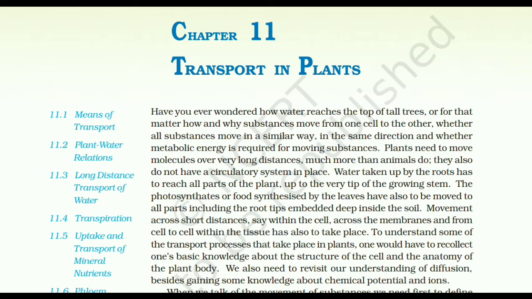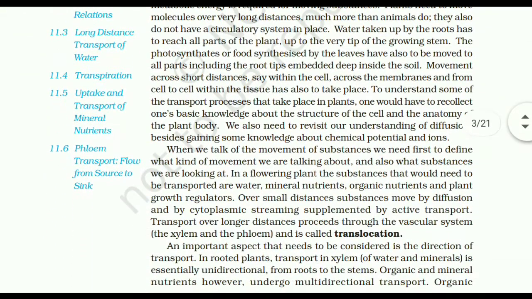Water taken up by the roots has to reach all parts of the plant, up to the very tip of the growing stem. The photosynthetates, or the food synthesized by the leaves, have to be moved to all parts, including the root tips embedded deep inside the soil. Movement across short distances, say within a cell, across the membranes, and from cell to cell within the tissue has to take place. To understand some of the transport processes that take place in a plant, one would have to recollect one's basic knowledge about the structure of the cell and the anatomy of the plant body. We also need to revisit our understanding of diffusion besides gaining some knowledge about chemical potential and ions.